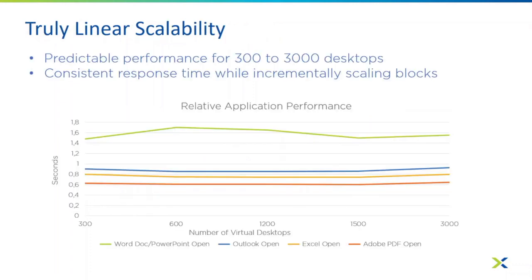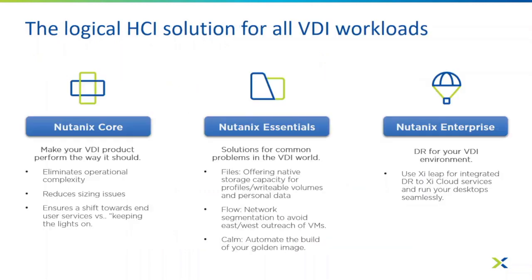In terms of employee performance, just to highlight those numbers, on this chart we're starting with 300 users, and the response time of those applications, so Word, Outlook, Excel, PDF, is between 0.6 and 1.4 seconds, depending on the application. So that's the relative application performance. But like I said, extremely critical to a successful VDI project is that as I add additional users, the application performance remains consistent for my employees. In this case, going from 300, 600, all the way to 3,000 users or desktops, the response time for the application basically stays the same. So we can guarantee linear scalability as we add additional resources to match the requirements.